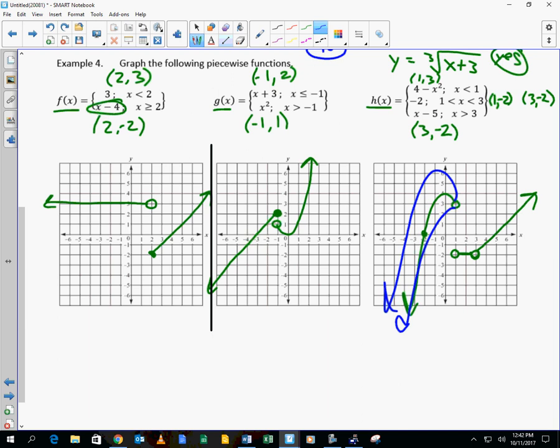Any other questions regarding that? Oh, the function test. Does it pass the function test? Forget about the blue stuff. Look at the green. Okay.